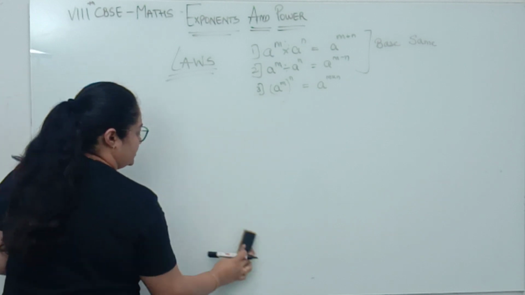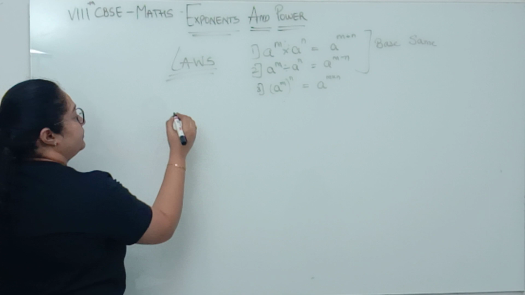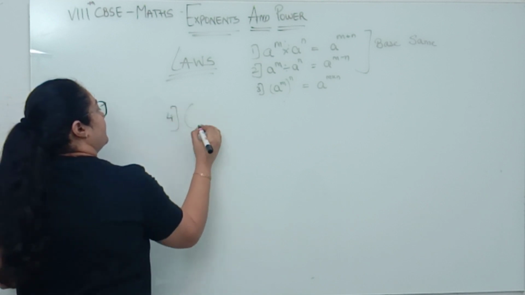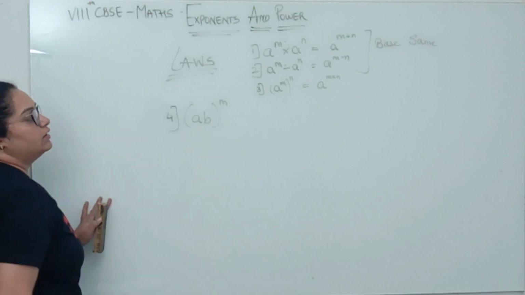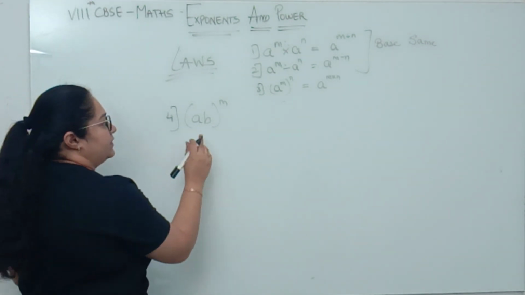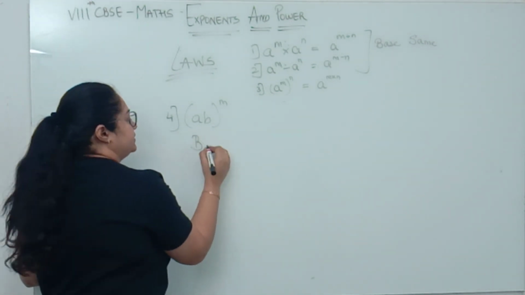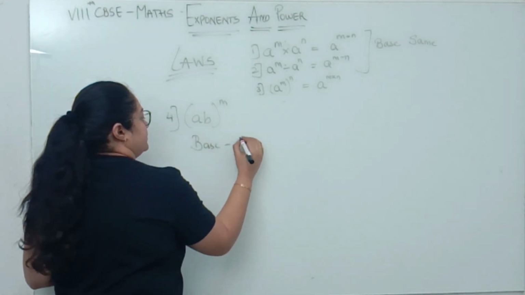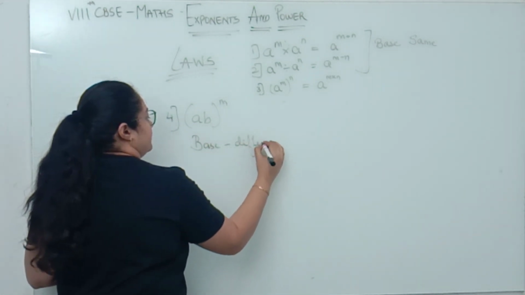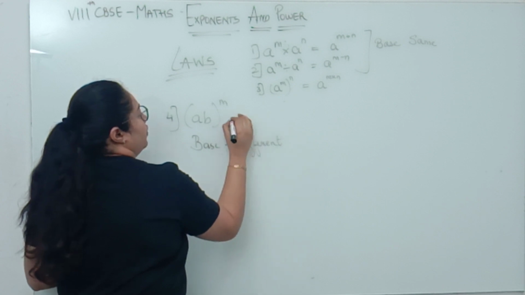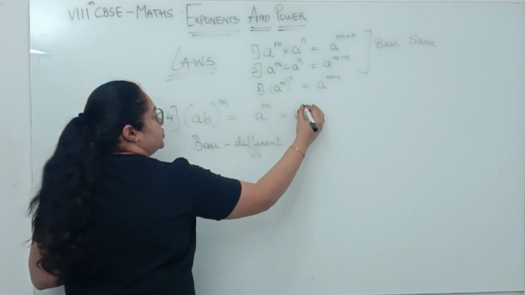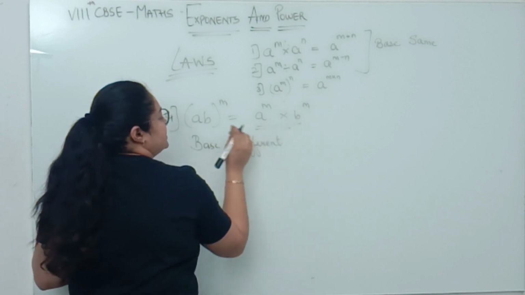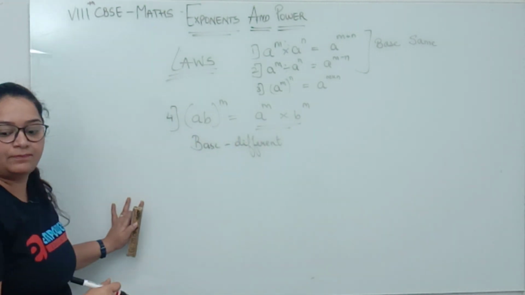What does the fourth law say? Over here, the bases are not the same. The bases are different. So what will happen? a raised to m into b raised to m. We are just separating them.